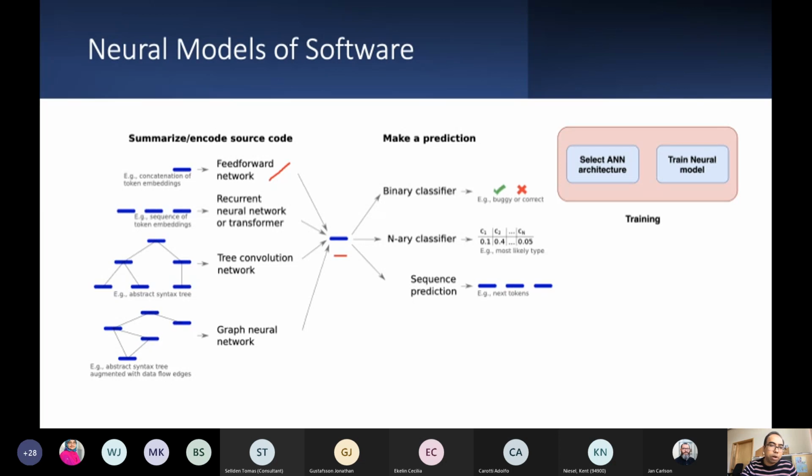We have other kinds of program representations like abstract syntax tree-based representations, and for such representations, tree convolution neural network is good, which traverses the tree in a bottom-up manner. The vectors in, for example, the child nodes are aggregated in the parent node, and then the root node represents the whole source code.